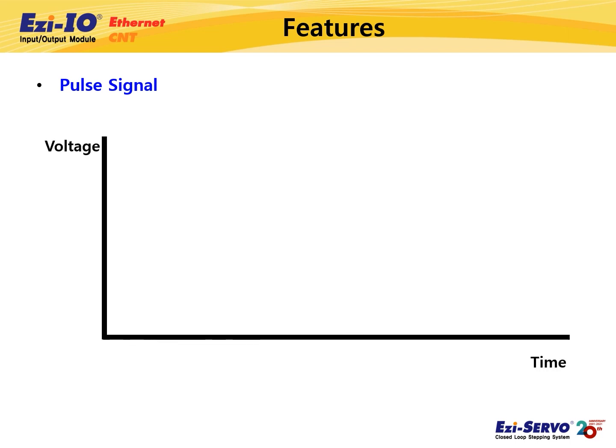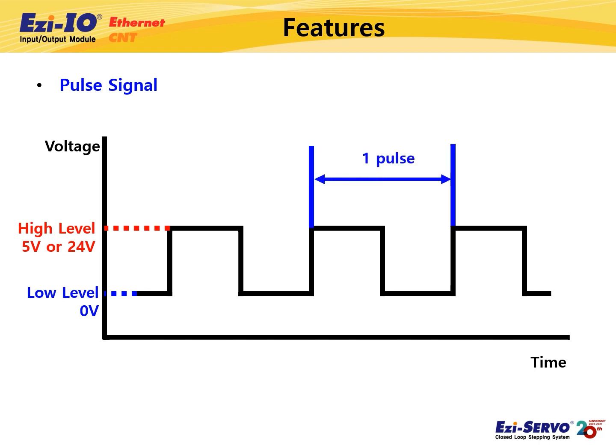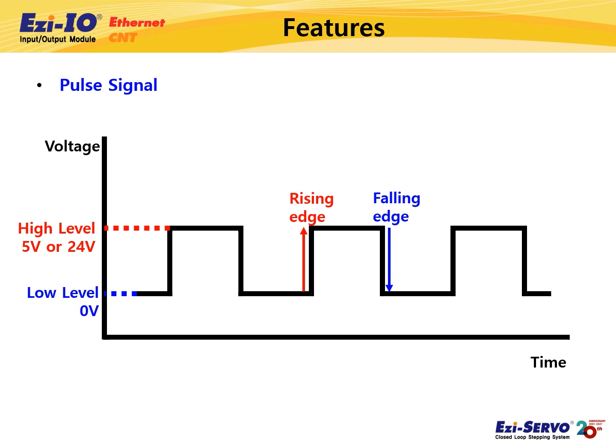First, I will explain about pulse signal which Ezi-IO Ethernet CNT can count. Pulse signal is a signal in which high-level voltage and low-level voltage repeats as one cycle based on the set voltage. In case of Ezi-IO Ethernet CNT, high-level voltage is set as 5 volts or 24 volts and low-level voltage is set as 0 volts, depending on the input mode. One cycle of one output of high level and one output of low level is called one pulse. The part that voltage is converted from low level to high level is rising edge, and the part that voltage is converted from high level to low level is called falling edge.